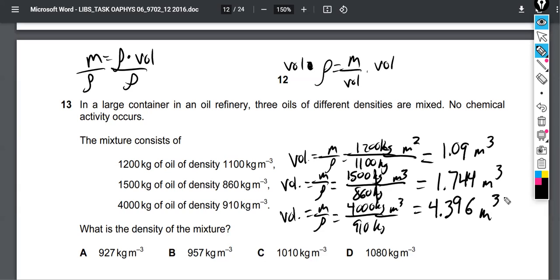Now what I want to do is another calculation with density. What is the density of the mixture? Let's make density the subject. It's mass per volume. Now I should be able to do a total calculation: what's the total mass, what's the total volume? Add up these numbers to get the numerator, add up these numbers to get the denominator. That's a pretty safe way of solving this.